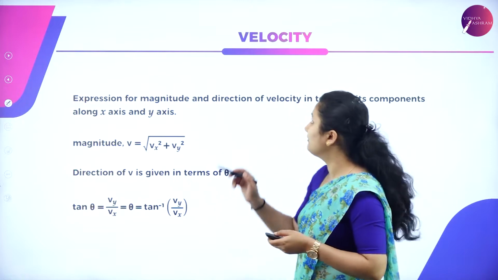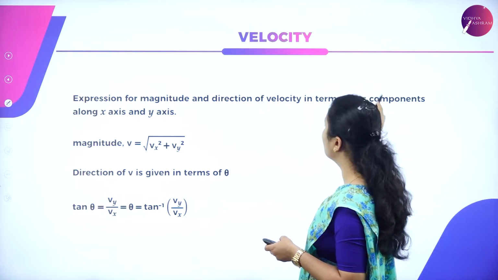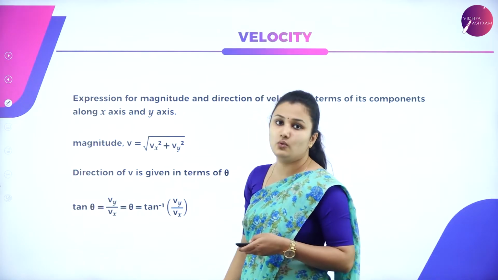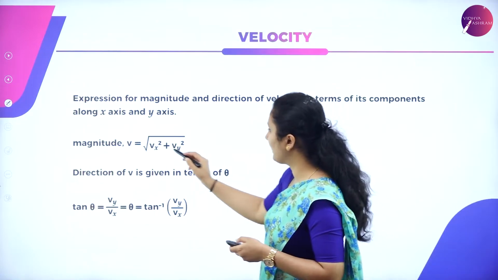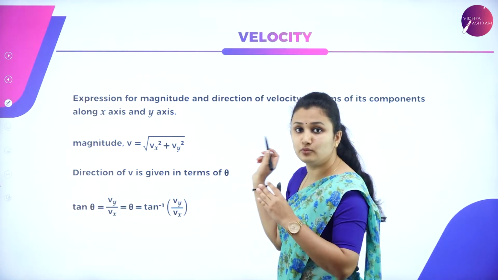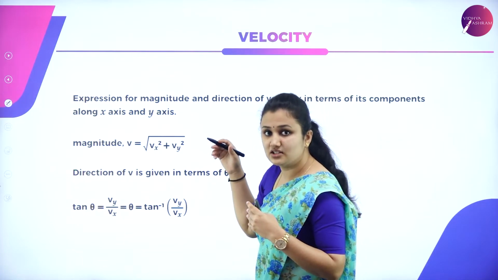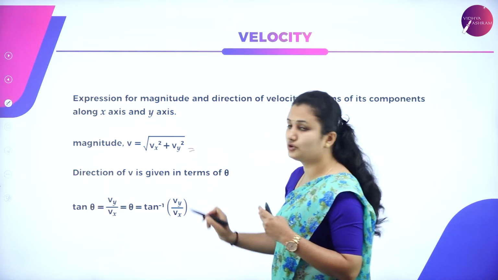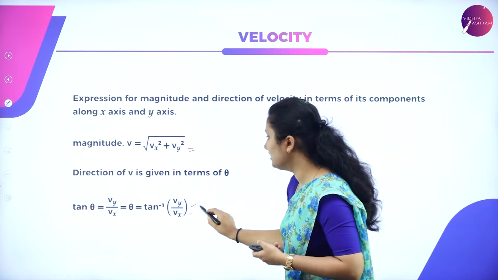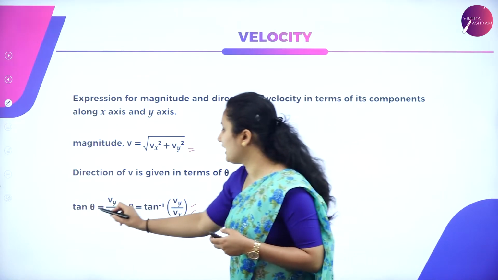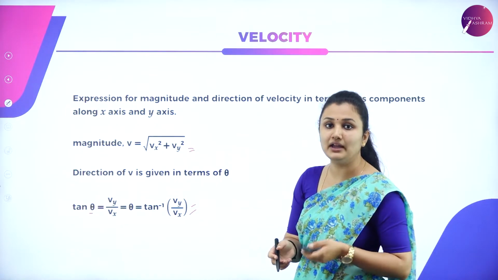Next, here you can see I have written the expression for magnitude and direction of velocity in terms of its components along the x and y axes. The velocity of a boy moving towards east along the x axis plus the component along the y axis. This is how you calculate magnitude using the equation of average velocity, and this is the direction of V given in terms of tan theta. When tan is moved to the RHS, it will be tan inverse of Vy by Vx.